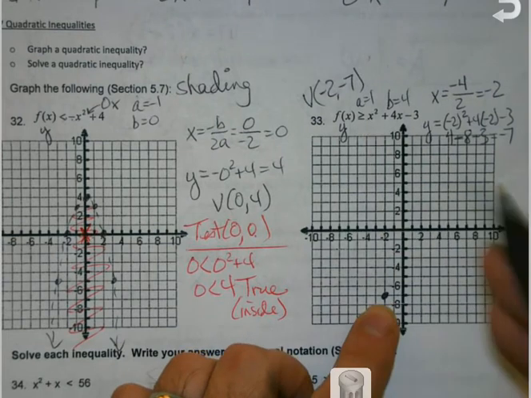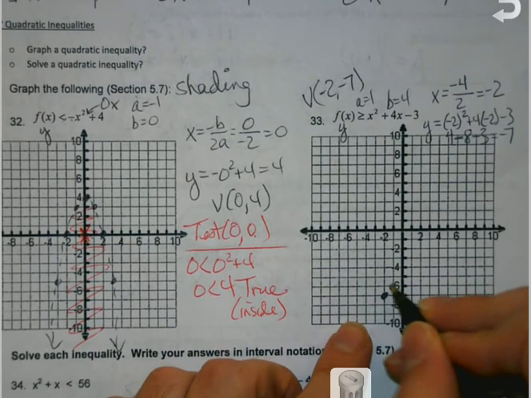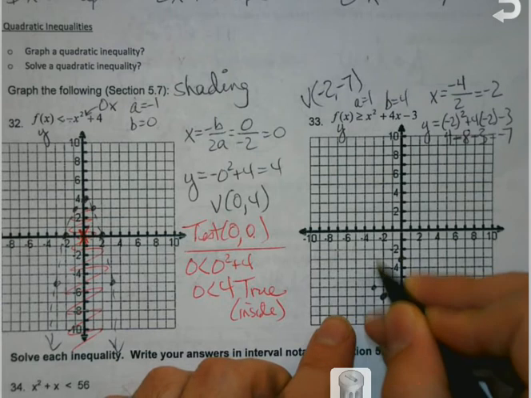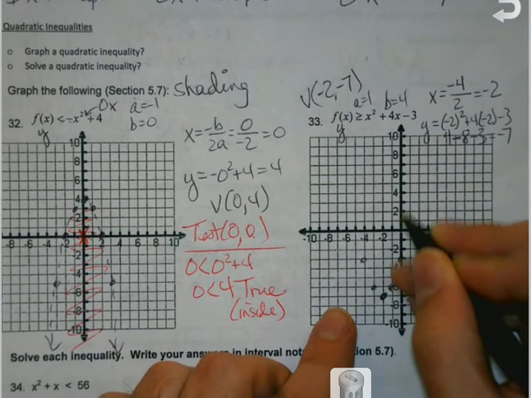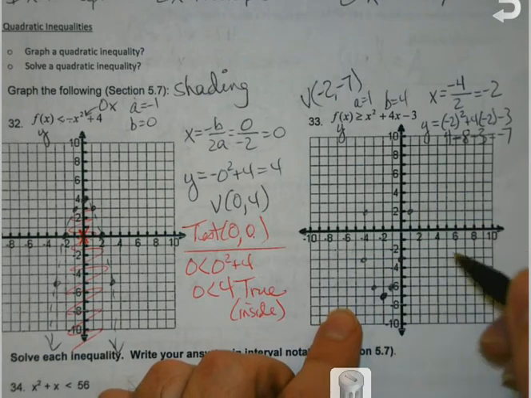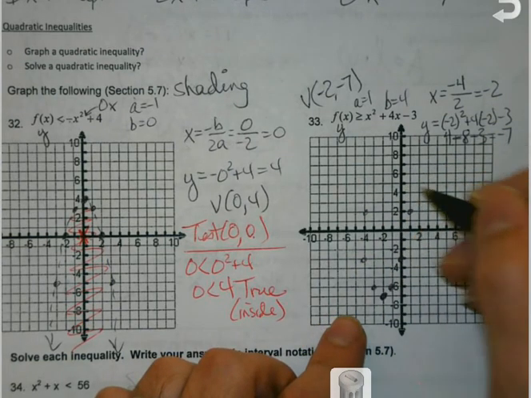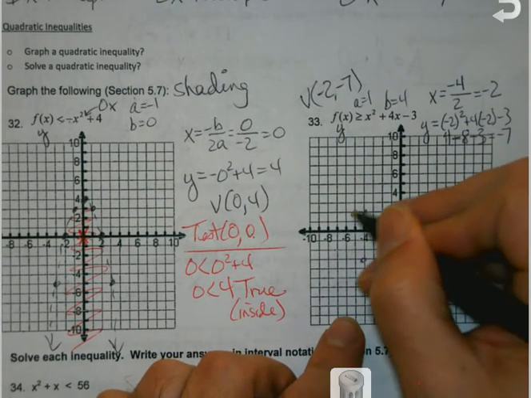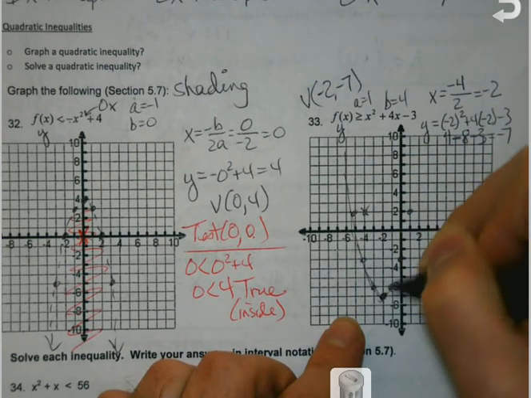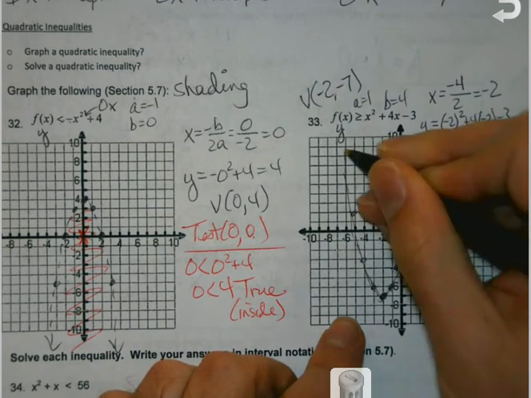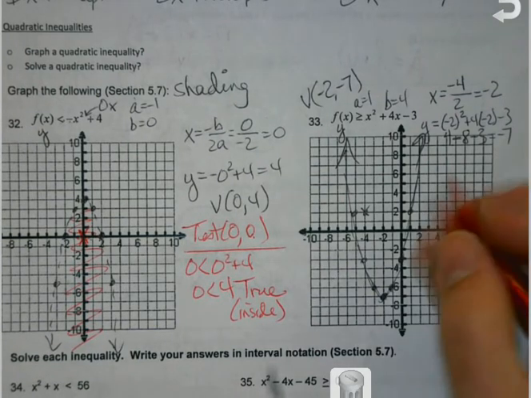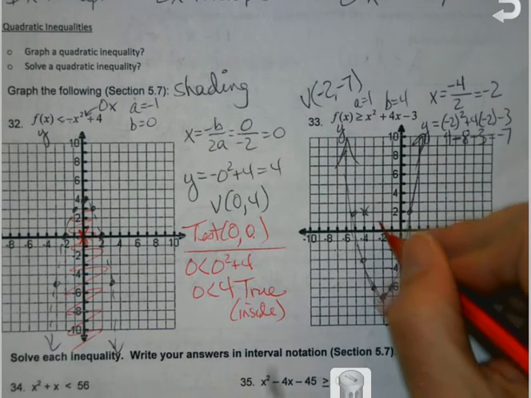My a value is 1, so again, I can use the chart on the calculator, or I can just follow my pattern, which again is up 1 over 1, up 3 over 1, up 5. Oops, I didn't do my over 1. Get that drawn in.